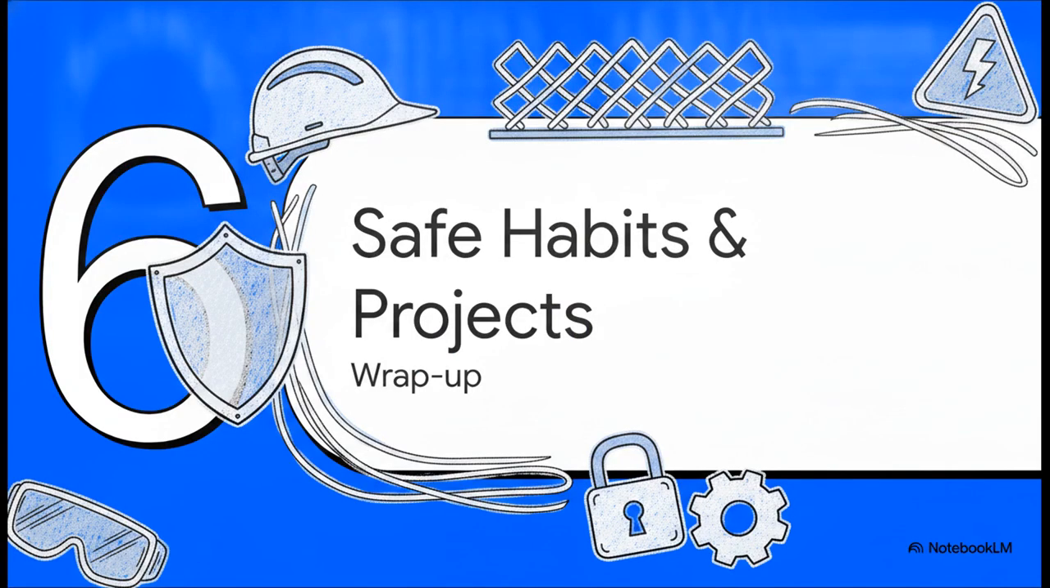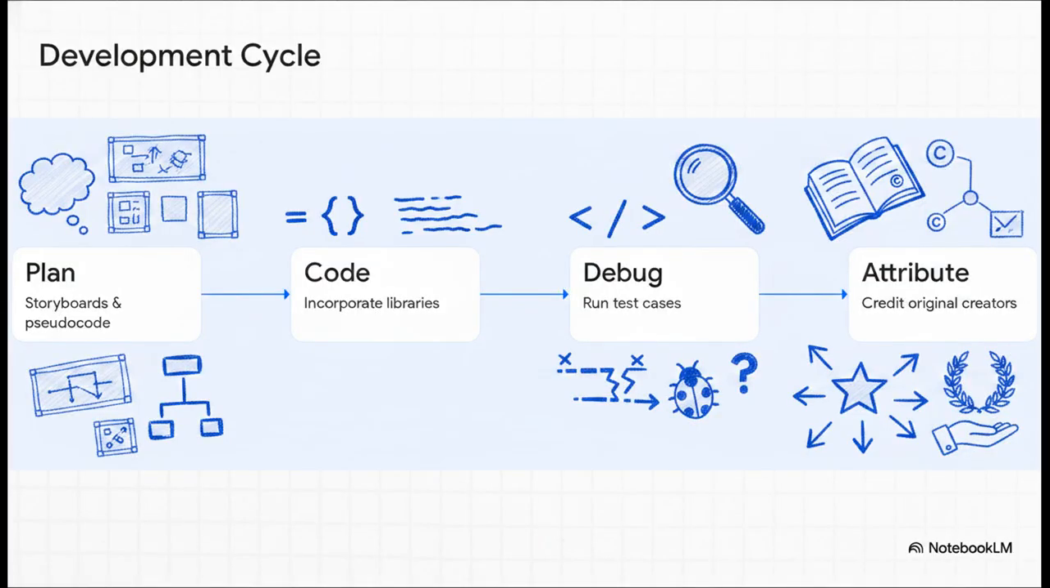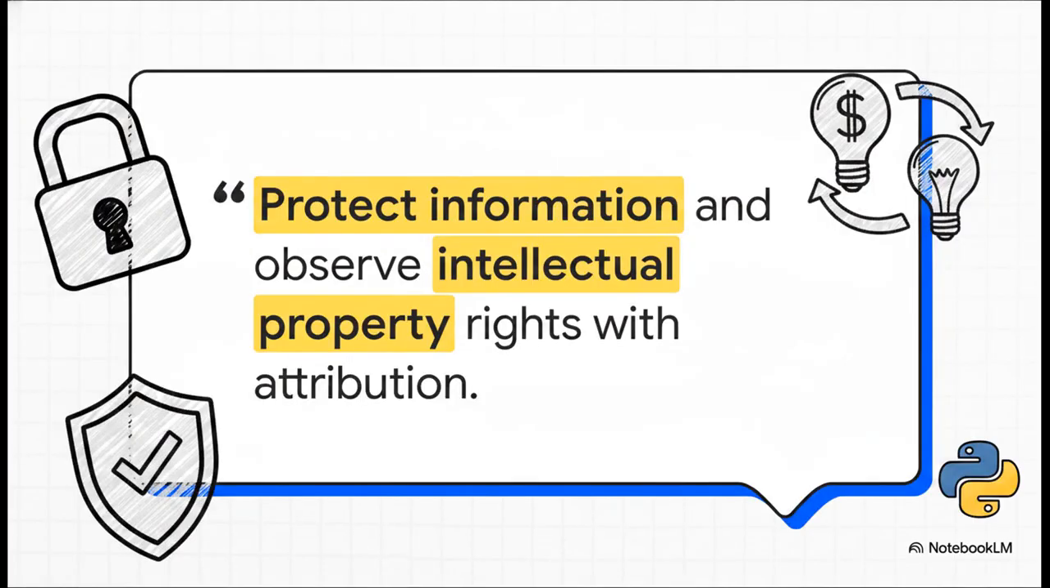Section 6. Safe habits and projects. Okay, so now that you have this incredibly powerful toolkit, we need to review the professional safety standards required for the real world. Real software development isn't just typing randomly on a keyboard. It follows a specific cycle. Step 1 is planning. You break down the problem using storyboards or pseudocode. Step 2 is actually writing the code, maybe incorporating some external libraries. Step 3 is our old friend, debugging with test cases. And Step 4 is attribution. If you use someone else's code or media, you absolutely must give them credit. The official CSTA K-12 computer science standards make this super clear.